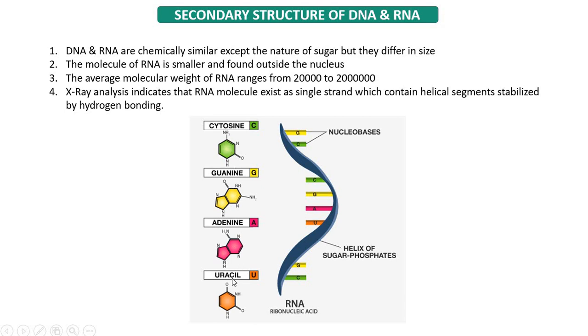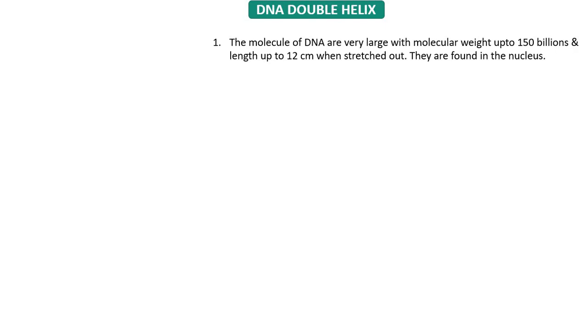So you know there is a uracil base in the RNA instead of thymine as in DNA. So this is about the secondary structure of RNA and some information about RNA. Now let's see the DNA double helix structure, which is also very important and easy to remember.